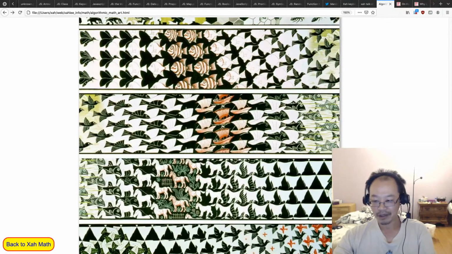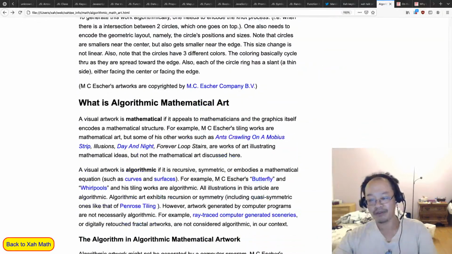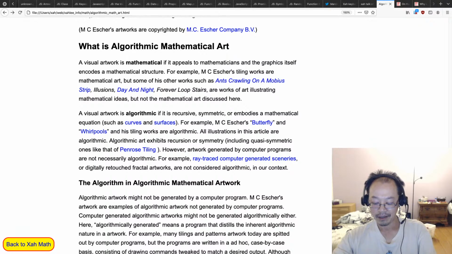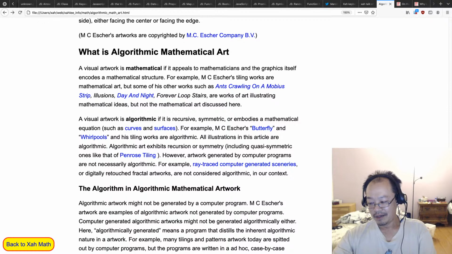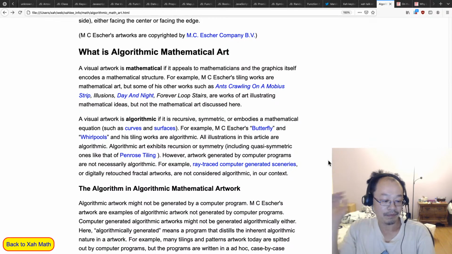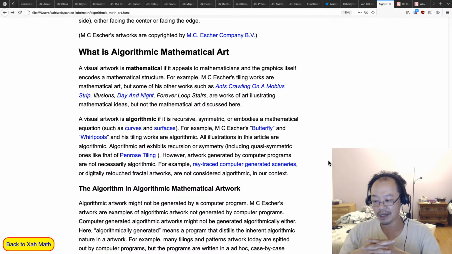Then more M.C. Escher. This is about transformation of tiling. So anyway, at the bottom of the page, I try to give a definition of what is algorithmic mathematical art. In short, it must be mathematical. Well, it's hard to define. You can read it. By mathematical, essentially it means it must illustrate a certain mathematical structure, or the artwork must have a certain systematic mathematical structure.